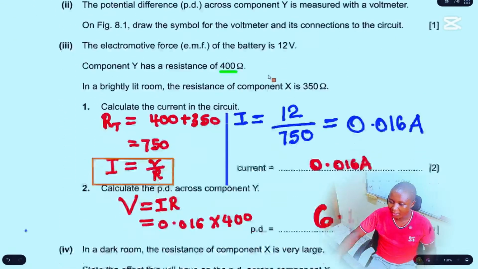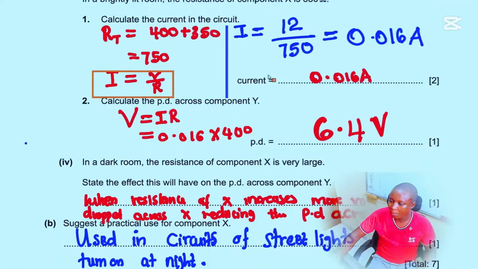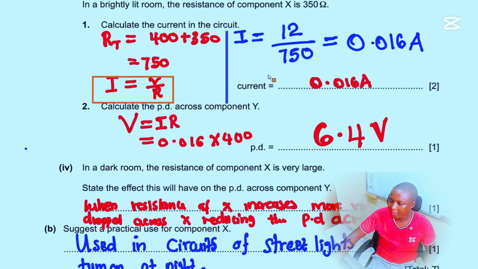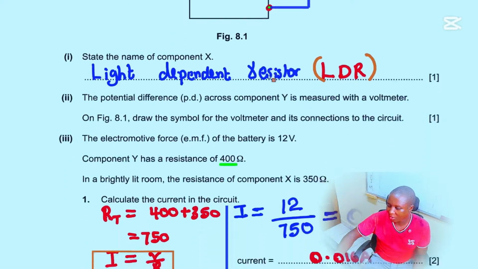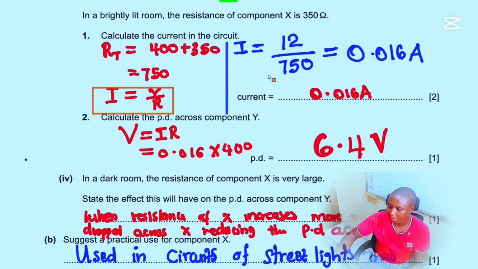So let's see the next question. Calculate the PD across component Y. And component Y, remember we were told, has 400 ohms. So what does that mean? It is the total current times the resistance of that component, and that is going to translate to 6.4.